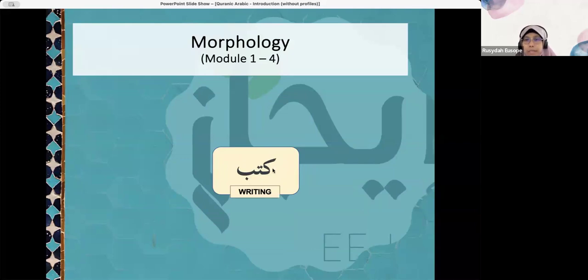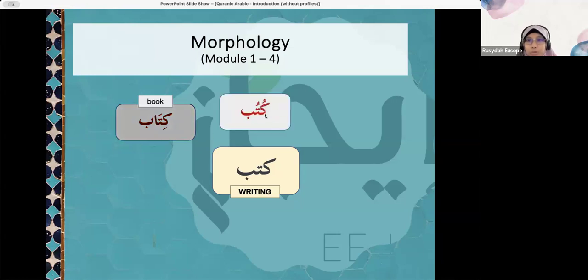Any word that has the three root letters has something to do with the root meaning. What's the root meaning? The root meaning is writing. Words that are derived from this root word will have something to do with writing. For example, kitab. Kitab has kaf, ta, and ba in it, with an additional letter alif. This is a pattern. Kitab means book. A book is something that is written. If writing doesn't exist, you cannot produce a book.